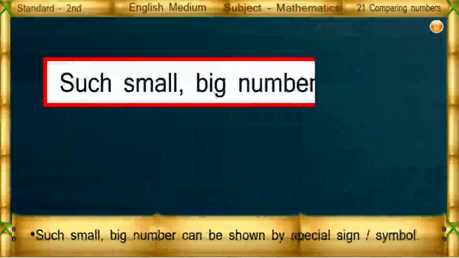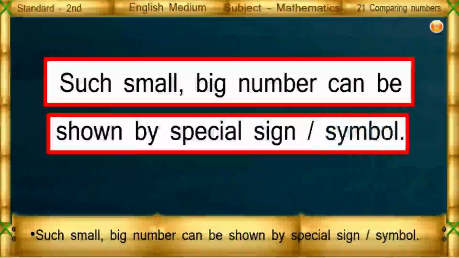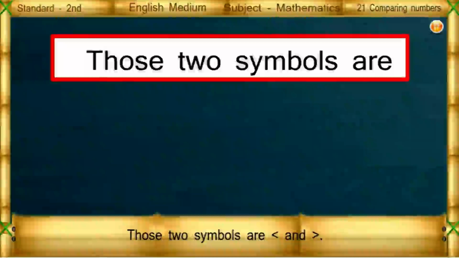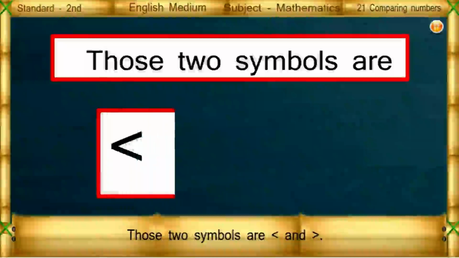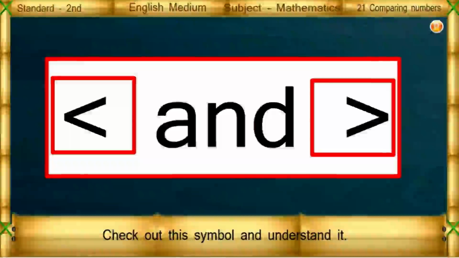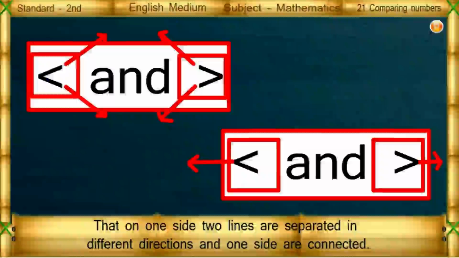Such small and big numbers can be shown by a special sign or symbol. Now we'll learn what the sign is and how to show it. Those two symbols are less than and greater than. Check out this symbol and understand it. On one side, two lines are separated in different directions, and on the other side they are connected.